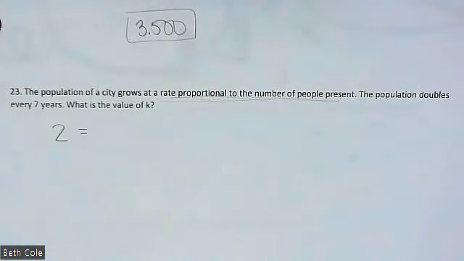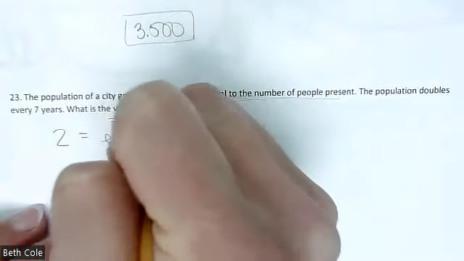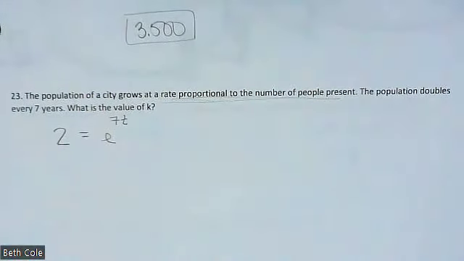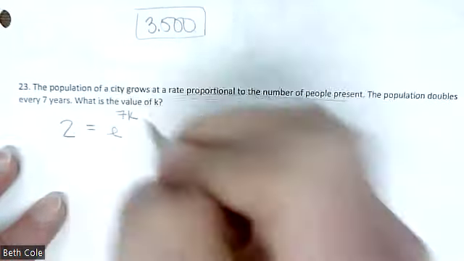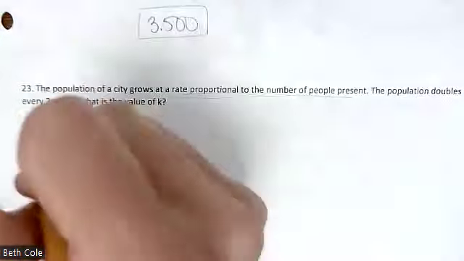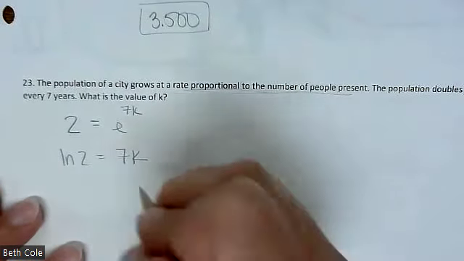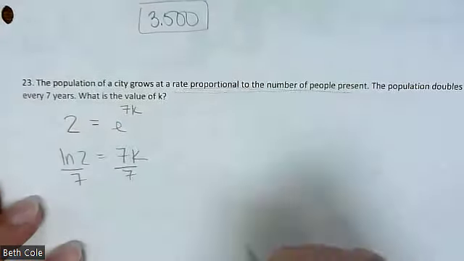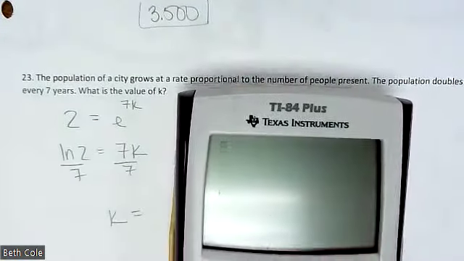So I'm going to have 2 equals what? E to the power 7K. I'm sorry, my bad. 7 is the years. All right, and then you just solve that. So ln, and then divide by 7. So put that in your calculator. All they asked you for was K. So you don't have to then do anything else. You just have to find K and then that's it.